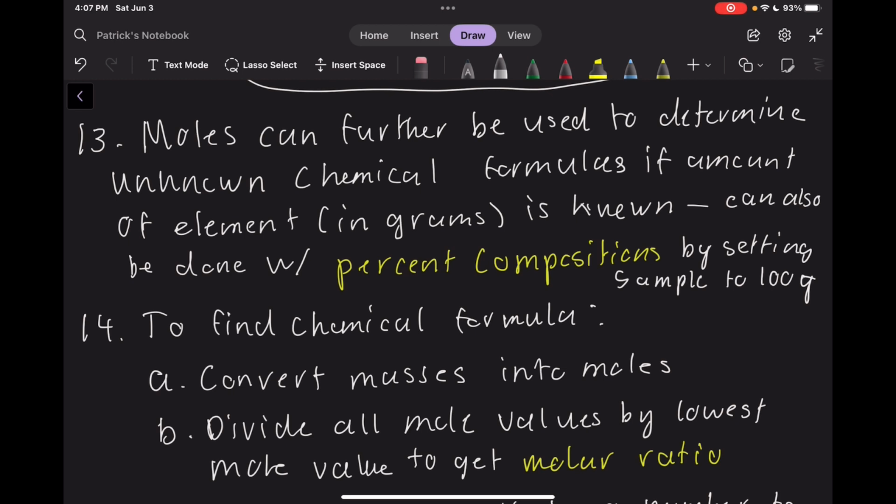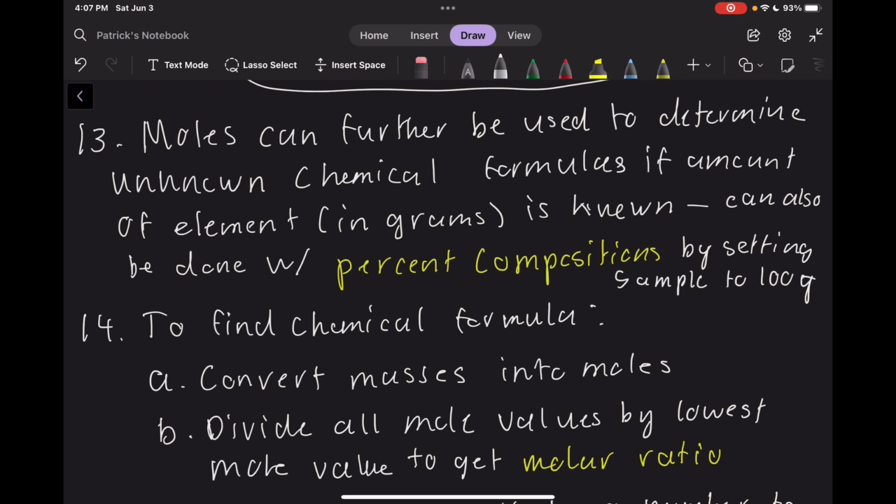We can even do this if we only know what's often referred to as the percent composition of a metal. For example, if we have a mineral that's 75% copper and 25% tin, or something along those lines, we can use those percents to determine the chemical formula of the mineral.